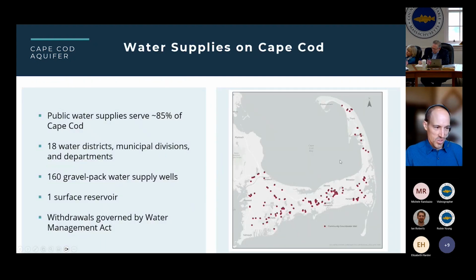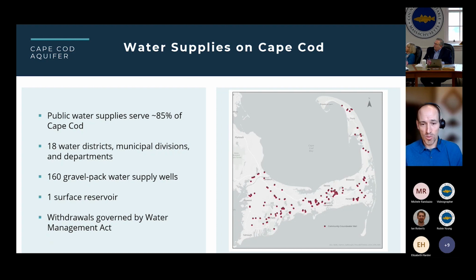And so the zone 2s that I just showed correspond to this, which is what the actual public water supply organization and infrastructure look like for the county as a whole. Public water supplies serve about 85% of Cape Cod. There are some areas in East Sandwich, Wellfleet, Truro, and portions of Eastham that are still primarily served by private wells, with the rest of the county being served by public water supplies.